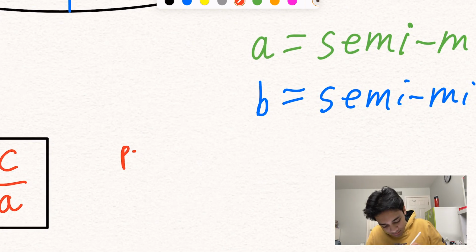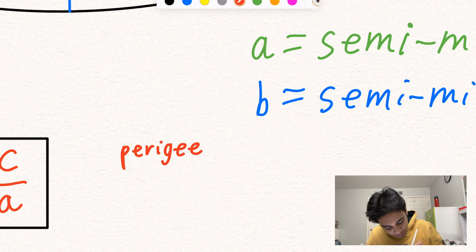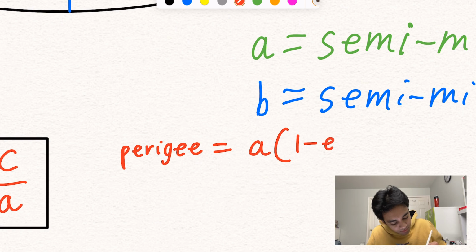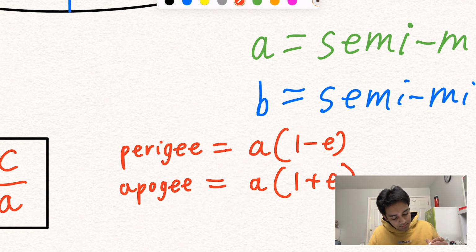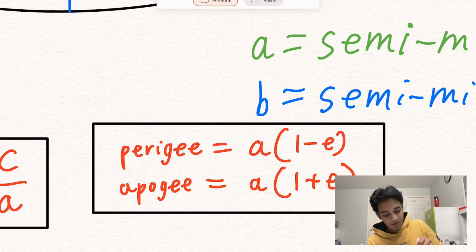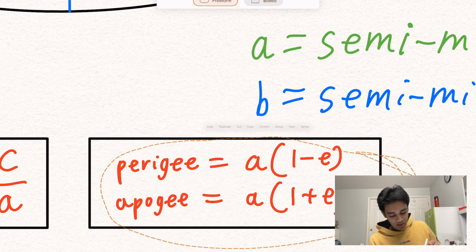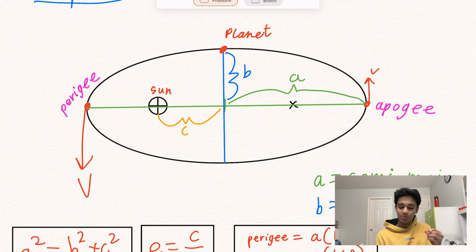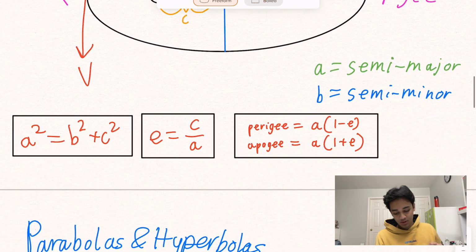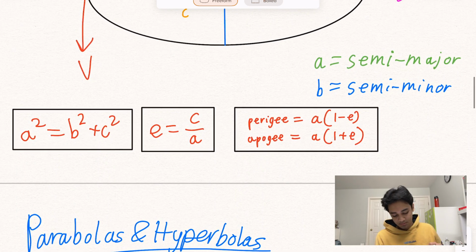This is going to be perigee equals semi-major axis times 1 minus e, and apogee is semi-major axis times 1 plus eccentricity. These two formulas can help define very important characteristics and locations of an elliptical orbit. Elliptical orbits is a very important topic, and we'll go much deeper in these in the next couple of videos as well. But for now, let's move on to parabolas and hyperbolas.